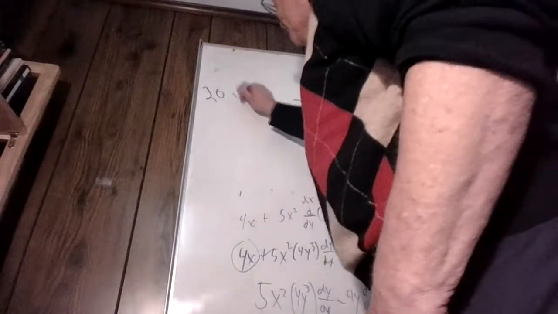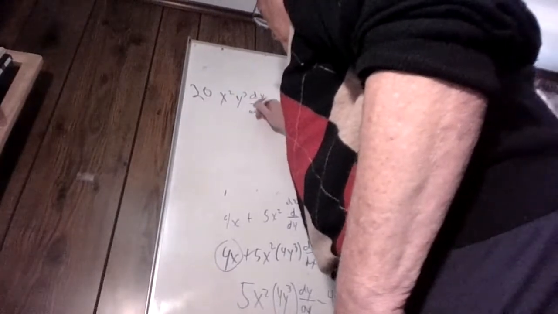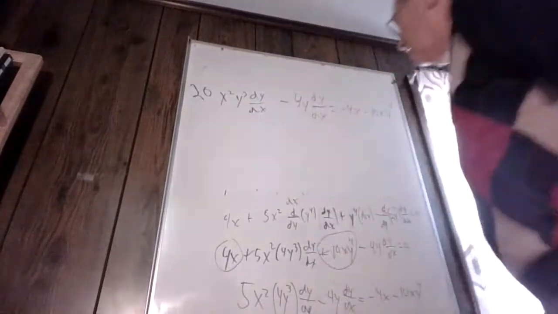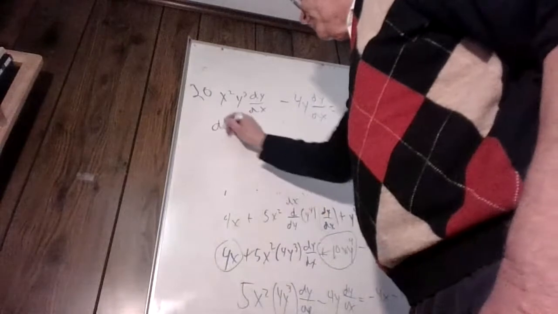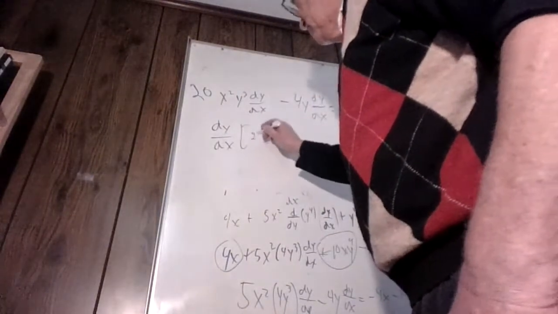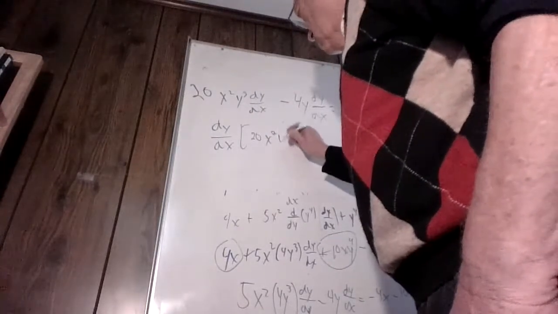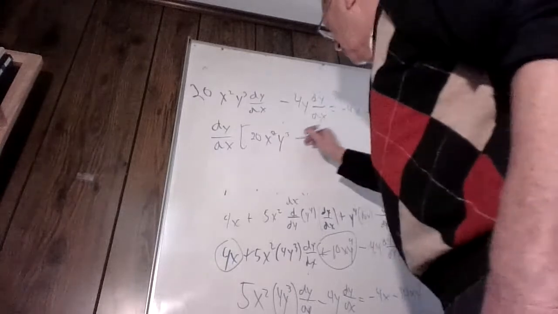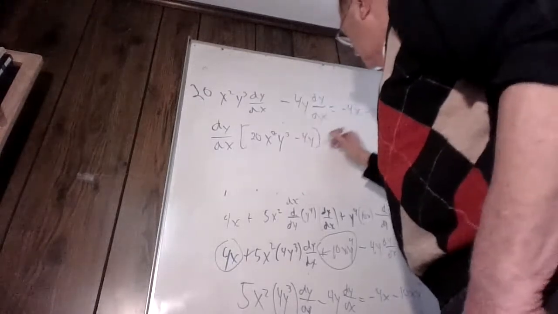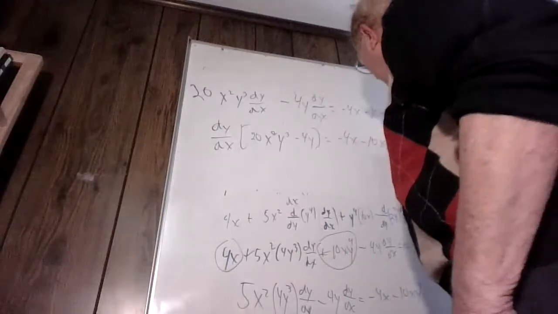So I'm over here. 20 x squared y third. I dropped that as I went upstairs. Let's factor out the dy/dx. That's going to be 20 x squared y to the third minus 4y equals minus 4x minus 10x y to the fourth.